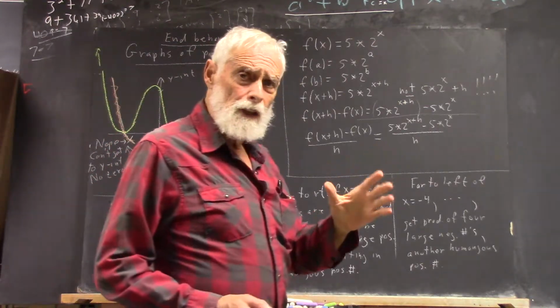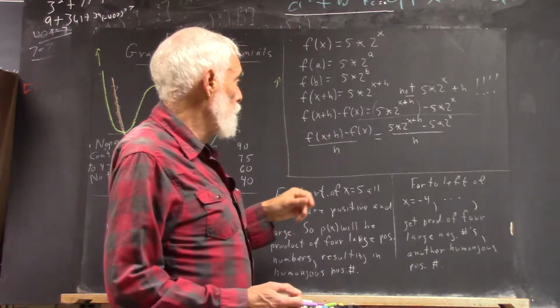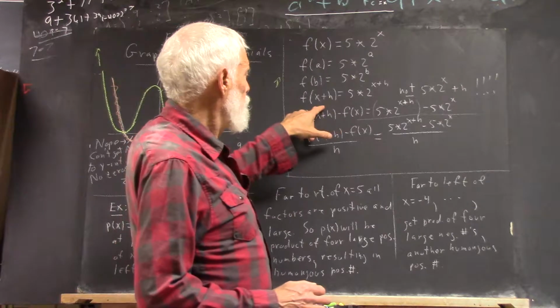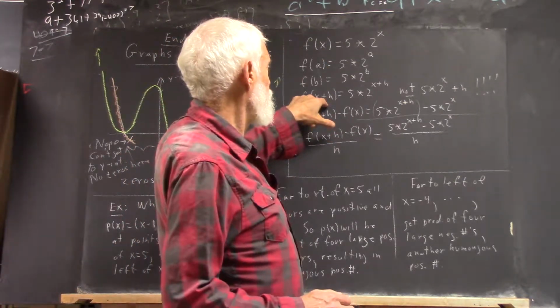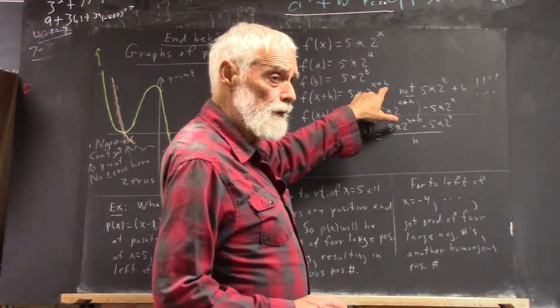I remember writing this down wrong once or twice, but I kind of checked myself, got over that pretty quickly. So if you wrote it down wrong, you don't have to feel badly. But f of x plus h, you're replacing x by x plus h. Well, here's x, and x gets replaced by x plus h.